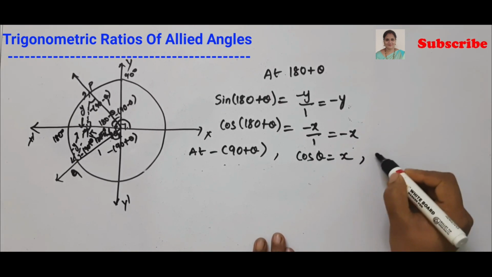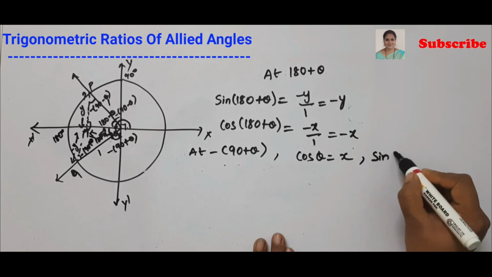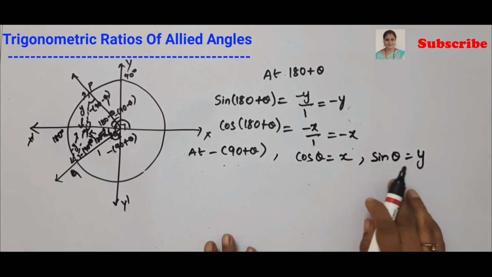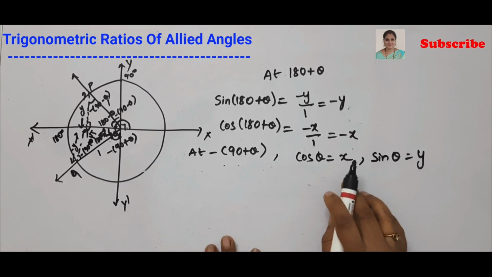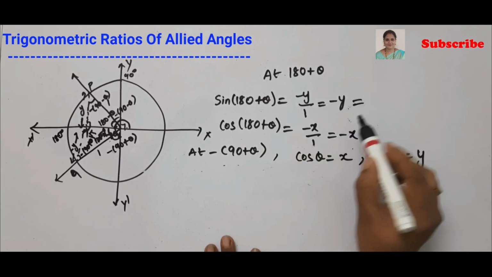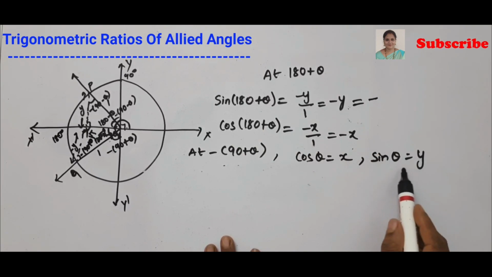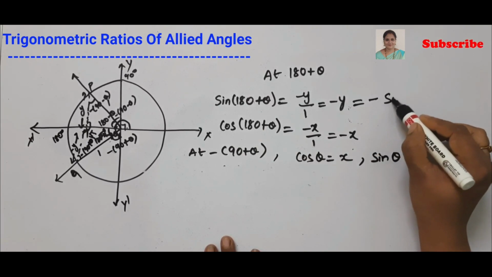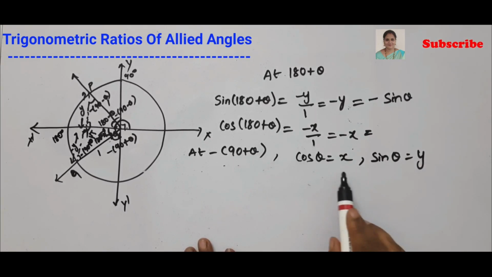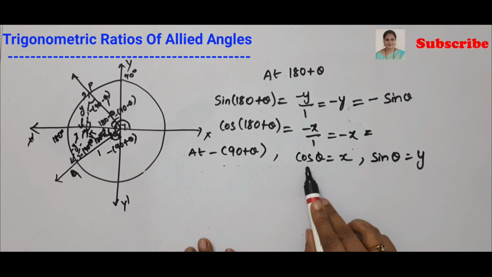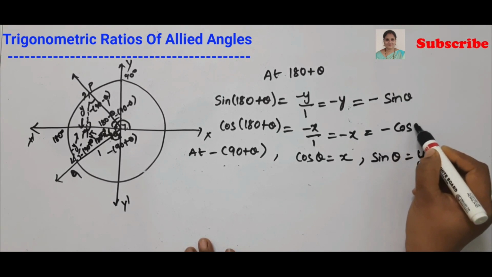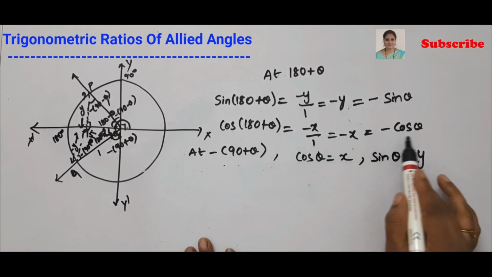So we got sine theta is equal to y. We got cos theta is equal to x, sine theta is equal to y. Now let us substitute these x and y values here. Sine 180 plus theta is equal to minus y. So this is equal to minus, what is the y we got, which is sine theta, minus sine theta. Next, cos 180 plus theta is x. X is nothing but cos theta. We got the value x as cos theta. So this is equal to minus cos theta. If you substitute, we will get cos 180 plus theta is equal to minus cos theta.